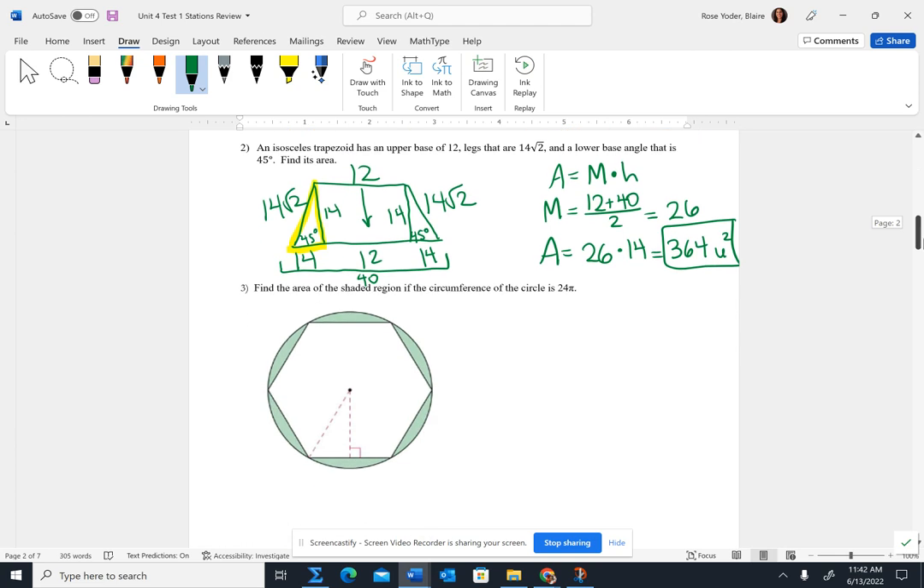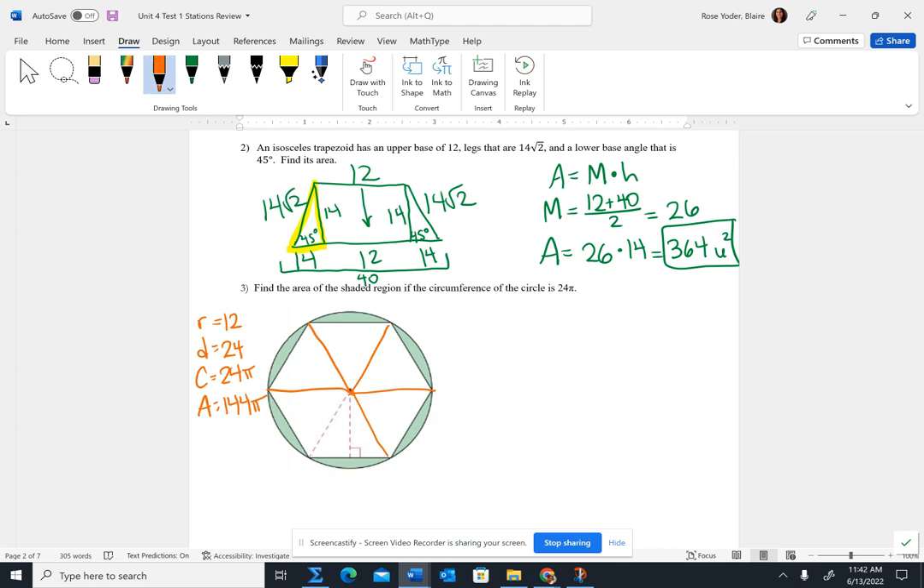All right, one more problem to do. We have a hexagon inscribed in a circle. And it doesn't look like there's any special triangles here, but remember that hexagons always get split up into 6 equilateral triangles as long as it's a regular hexagon. So it says the circumference of the circle is 24 pi. So I'm going to use the strategy that we practiced in class and put in 24 pi for the circumference. So 24 is the diameter. So 12 is the radius. And then radius squared pi. 12 squared is 144. So the area of the circle is 144 pi.